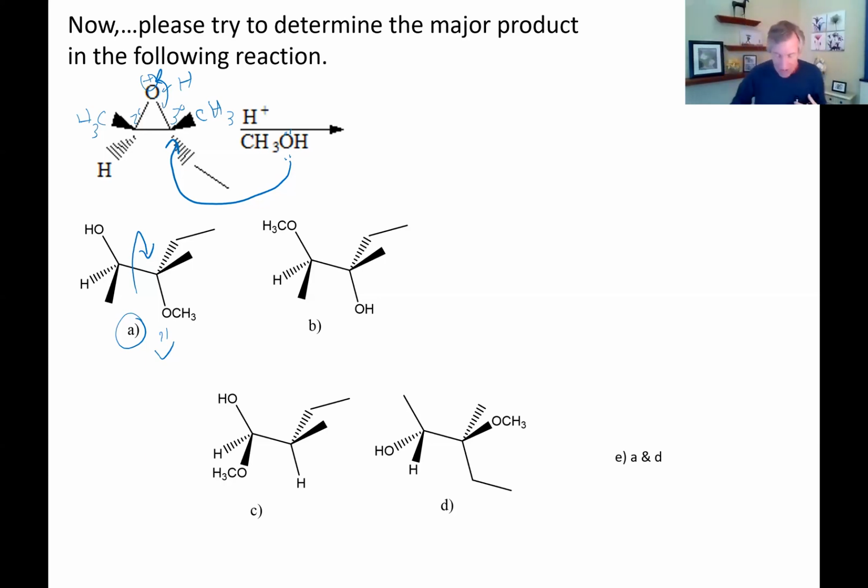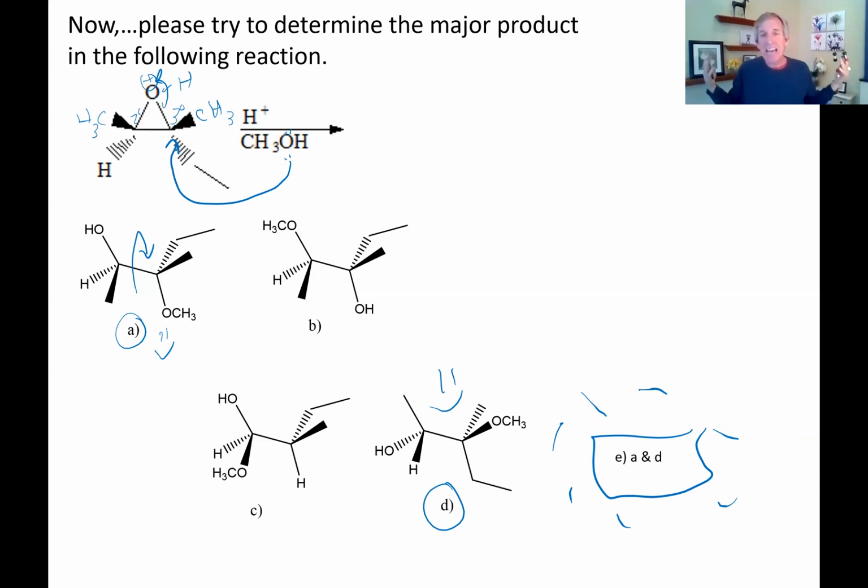Sorry. So D is also correct, which means woohoo! E is the actual correct answer with A and D as both being identical. And if you have doubts, determine R or S for these. These are chiral centers, and no amount of rotation of the molecule will ever change R or S. Okay? All right. Awesome. Okay.